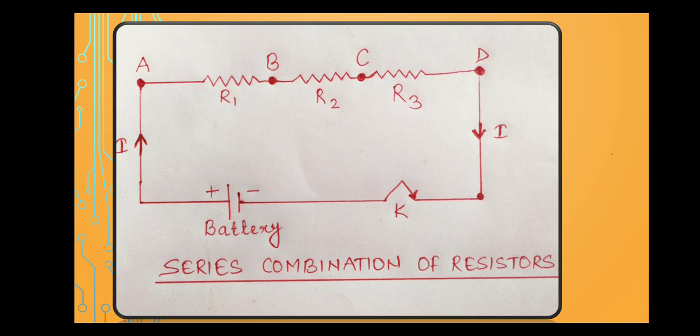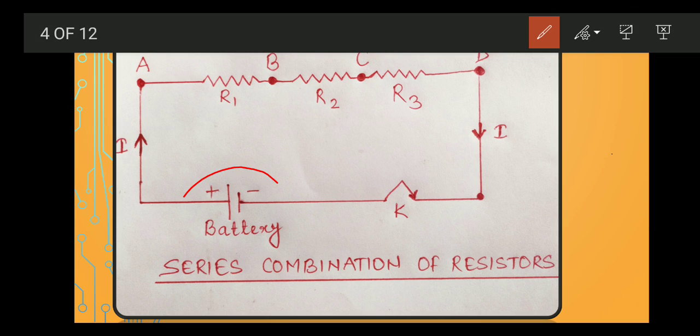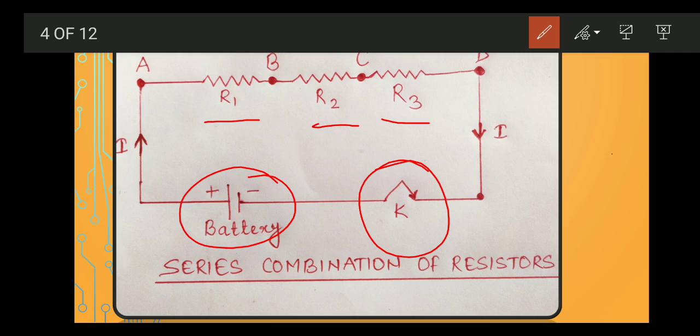Now, the ends A and D of the combination are then connected to the terminals of the battery through a key K. You can see this place. This is battery and this is key K. And the three resistors R1, R2 and R3 are connected in series one after the other through the key to a battery, and current I is flowing through the three resistors.